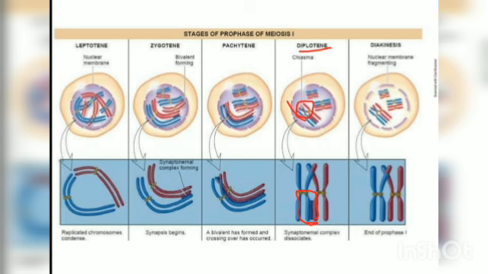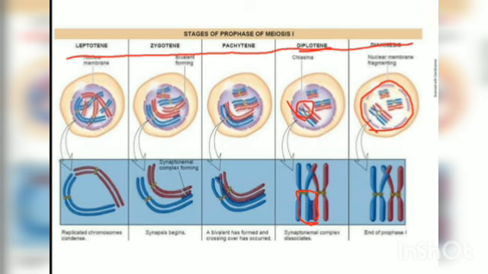Then after that, the last substage of meiosis 1 is diakinesis. During diakinesis, the pairs of homologous chromosomes remain scattered in the nucleoplasm, and the nuclear membrane is gradually disappearing, and the nucleolus along with it also starts to disappear. All of these are the stages of prophase 1.